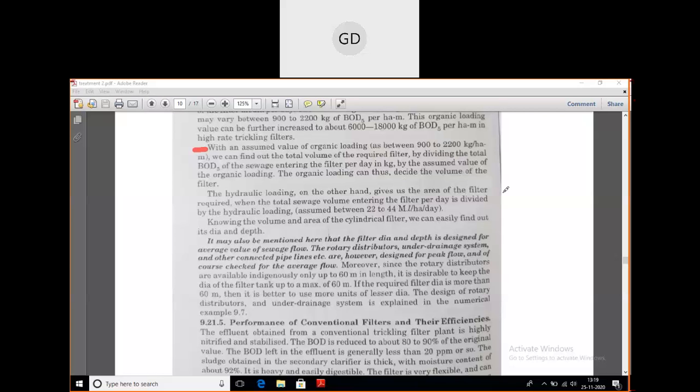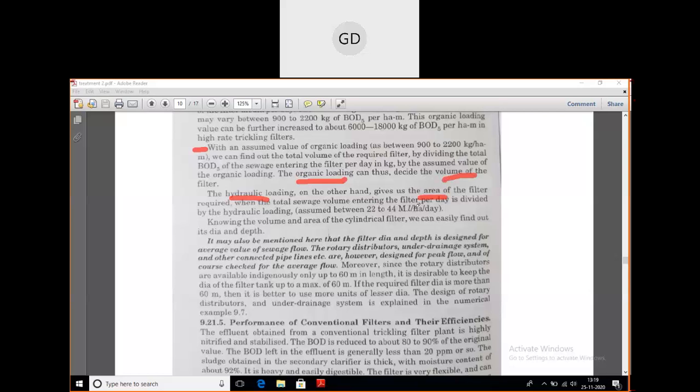Clear? So the hydraulic loading, on the other hand, gives us the area of the filter. So why are we finding the hydraulic loading? Because we need to find out the area of the filter. And the organic loading, we are finding because we need to find out the volume of the filter. You remember this difference? Hydraulic loading is to find out the area of the filter, and organic loading is to find out the volume of the filter. Clear?